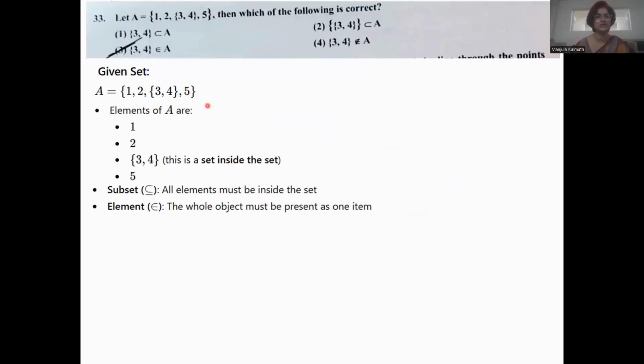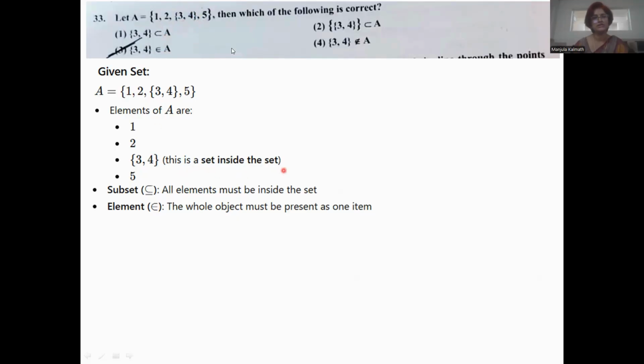So the next question is, let A equal to 1, 2, 3, 4, it is one of the elements, comma 5. Then which of the following is correct? First of all, we have to observe here that the set A is given with 4 elements, 1, 2, and 3, 4 together, it is a single element, comma 5. Total, we have 4 elements.